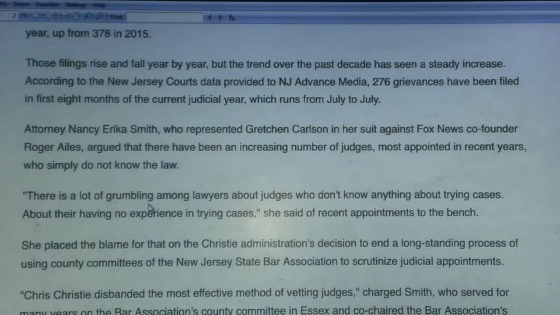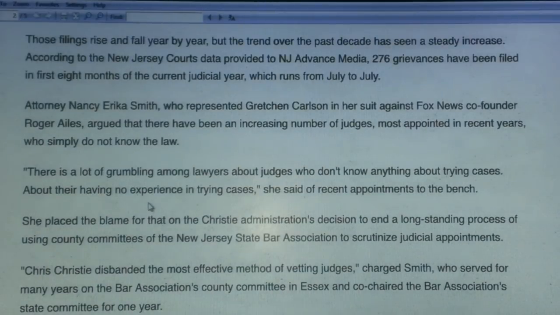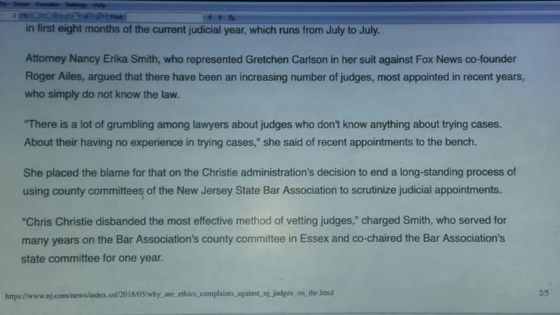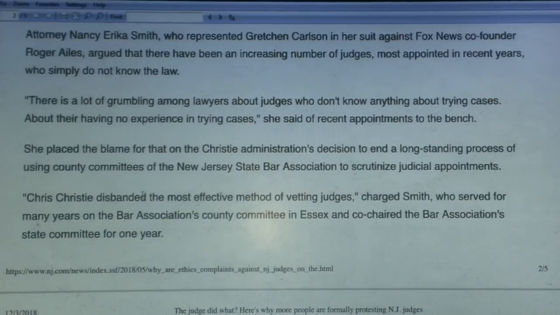Wow. Ain't nobody showing this stuff like this. It says she placed the blame for that on the Christie administration decision to end a long-standing process of using county committees of the New Jersey State Bar Association to scrutinize judicial appointments. You hear that? When that criminal Christie was in office. You hear me, family? He was the one to place that blame on these criminals.